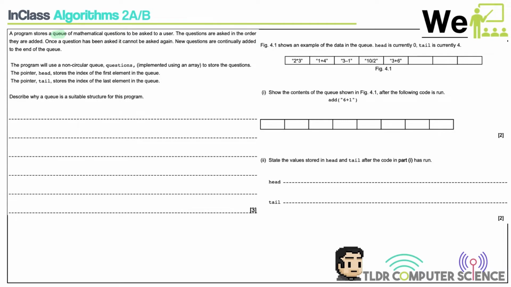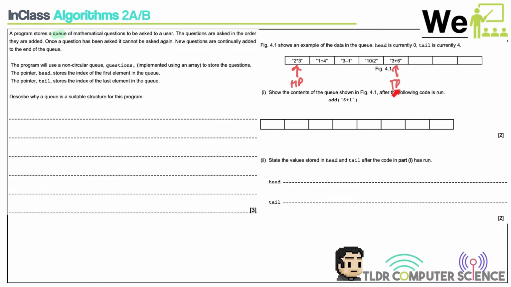It says specifically here that the program will use a non-circular queue. So you are going to have an issue eventually where you're not going to be able to add additional questions, because the free space that's been created at the front won't be able to be used. The pointer head stores the index of the first element, so that's the index here, where the head is. The pointer tail stores the index of the last element, so I guess that would be there. I'm going to write on here: HP is the head pointer, and TP is the tail pointer.